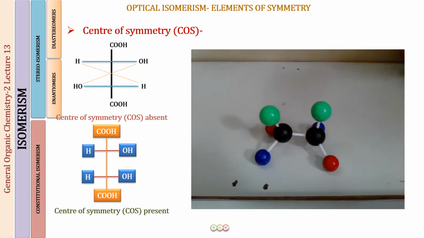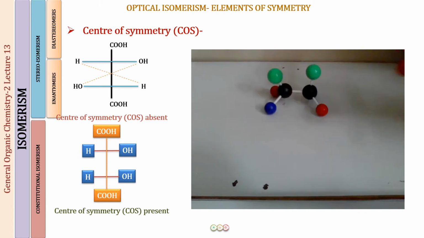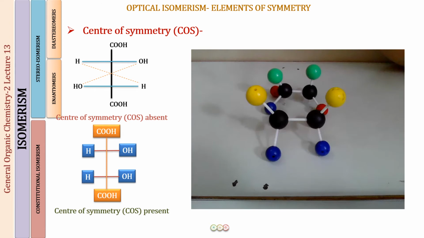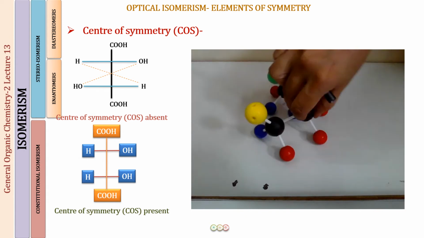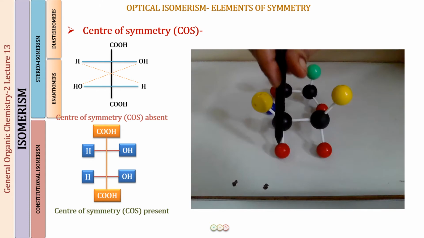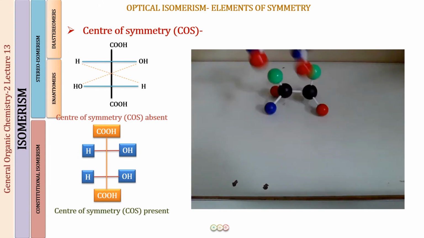And this one over here, just to differentiate it, the COOH group I have put up with the yellow balls. Here you can see that these two OH groups will be on one side, and the hydrogens will be on the other side. So this is going to be the structure for mesotartaric acid. Okay, so first of all, let us see this one.